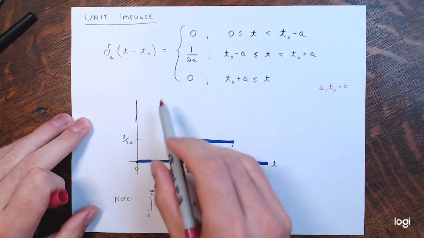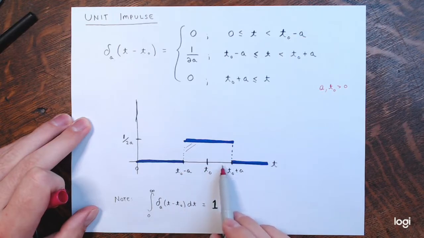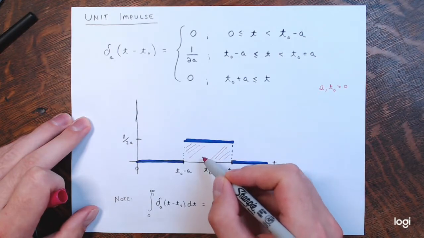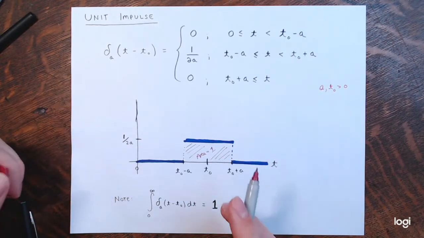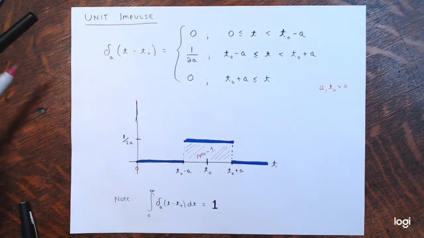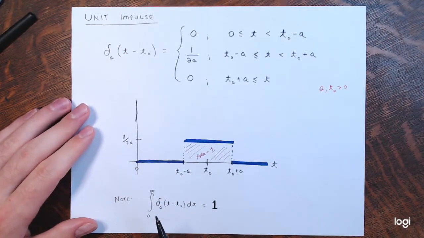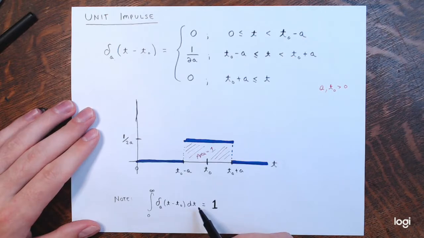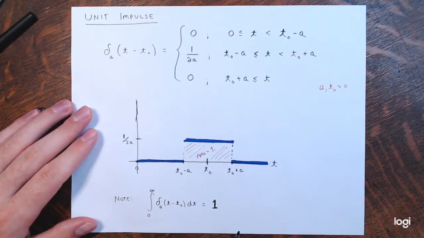So that's why the value is 1 over 2a. Because the length of this interval from t0 minus a to t0 plus a is 2a. So I need the height of this rectangle to be 1 over 2a in order for the area underneath the curve to be 1 unit. And then beyond that, the value of the function is 0 again. And so that way the integral from 0 to infinity of this unit impulse function with respect to t is 1. The area under the curve from 0 to infinity is just the area under this little rectangle. That's 1.